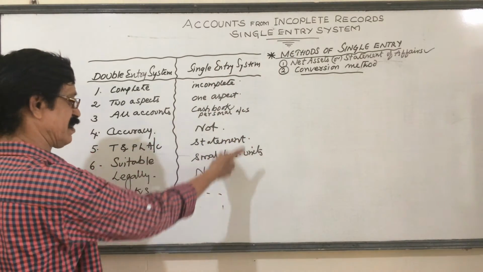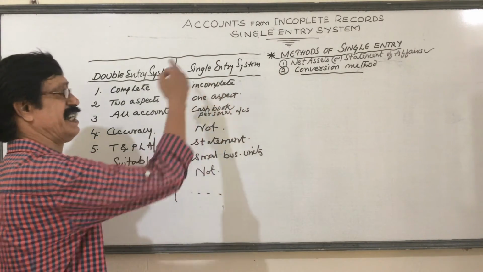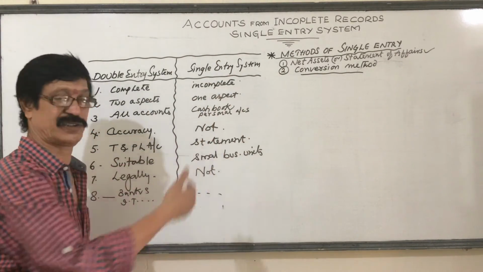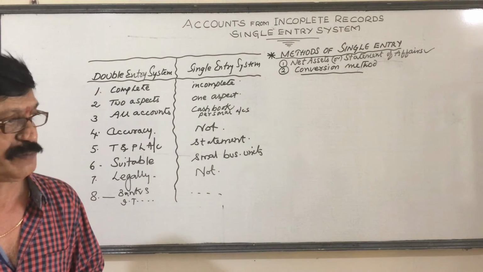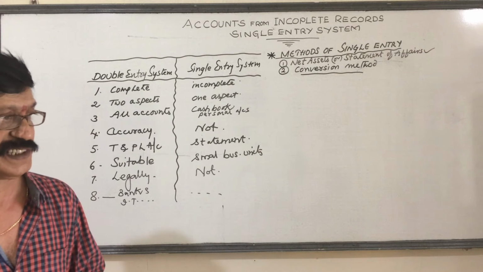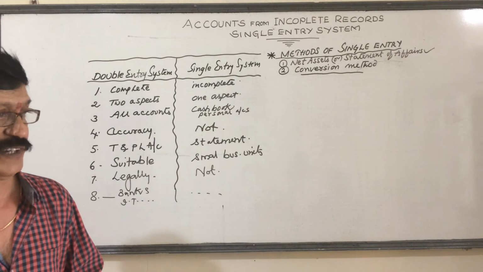And you can write down these are the drawbacks or limitations of the single entry system. It is not suitable to all the business units. There is no scientific system. It is incomplete books of records.